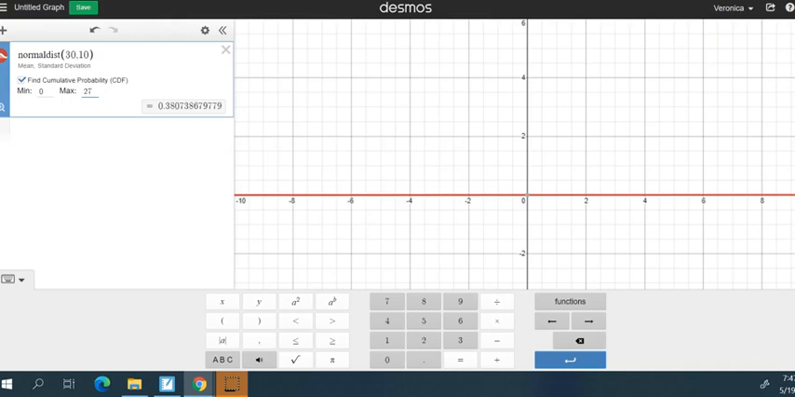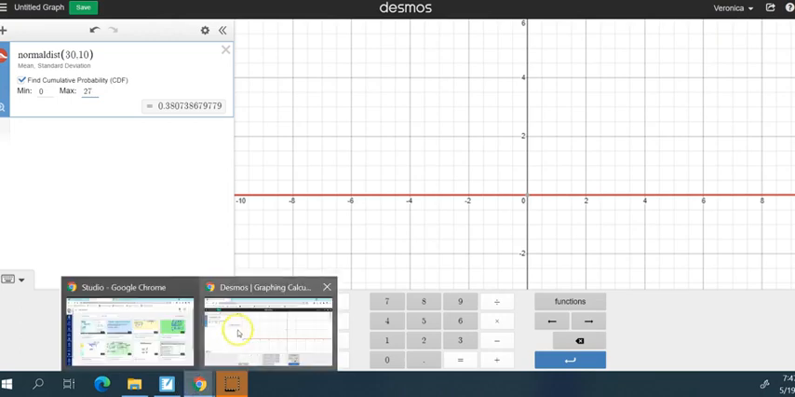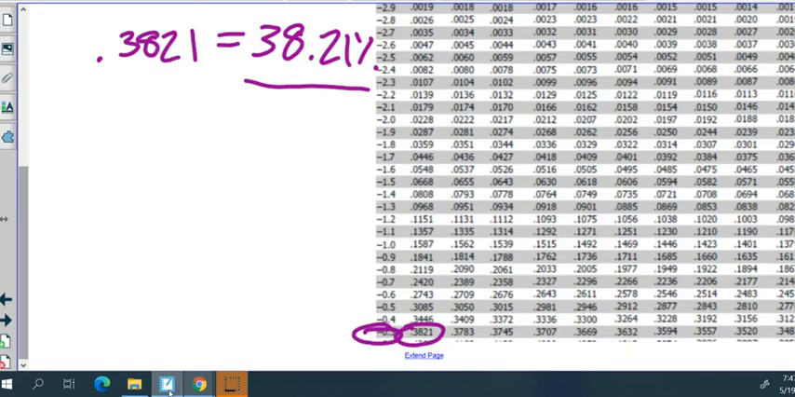Now, this decimal is slightly different from what we were given when we calculated our z-score, but it's fairly close. It's 0.3807, so on and so forth. So again, roughly 38% are going to be less than that value of 27. So let's get back to our notes.